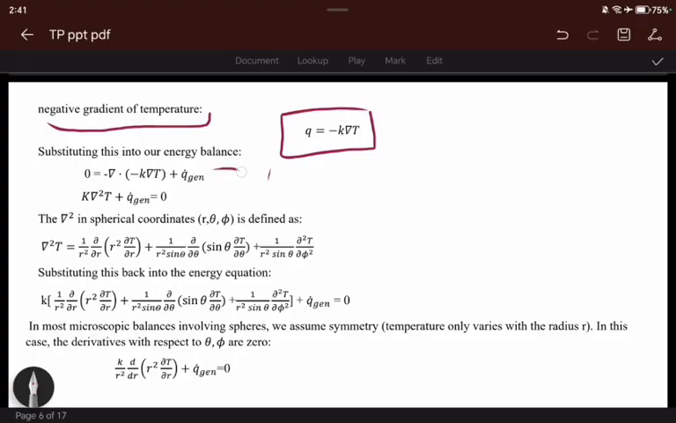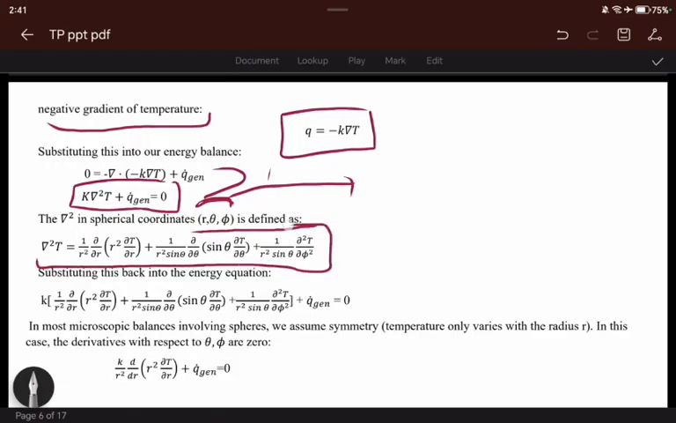By simplifying we will get k del square T plus q generation equals 0, where del square in spherical coordinates r, theta, phi, which are the dimensions of the differential shell, is defined as follows. So del square T will look like 1 by r square del by dr of r square dT by dr plus 1 by r square sin theta del by d theta of sin theta dT by d theta plus 1 by r square sin square theta d square T by d phi square.